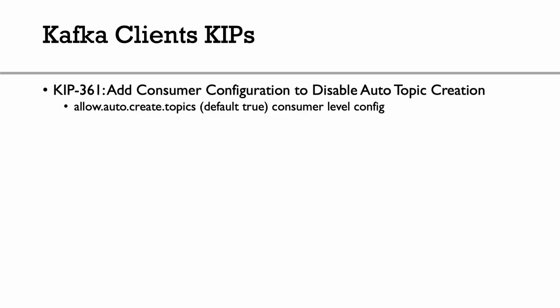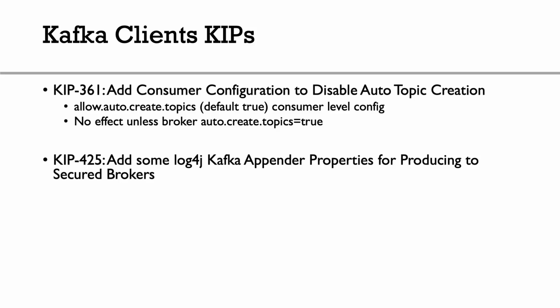So even though there is the broker topic configuration for auto create, if you disable it now on the consumer, it's called allow.auto.create.topics. By default, it's true, but you can set it to false. Then it won't create a topic when the consumer group connects to a non-existent topic. And so there won't be any effect, obviously, with the setting unless the broker does have auto.create.topics.enable equals true.